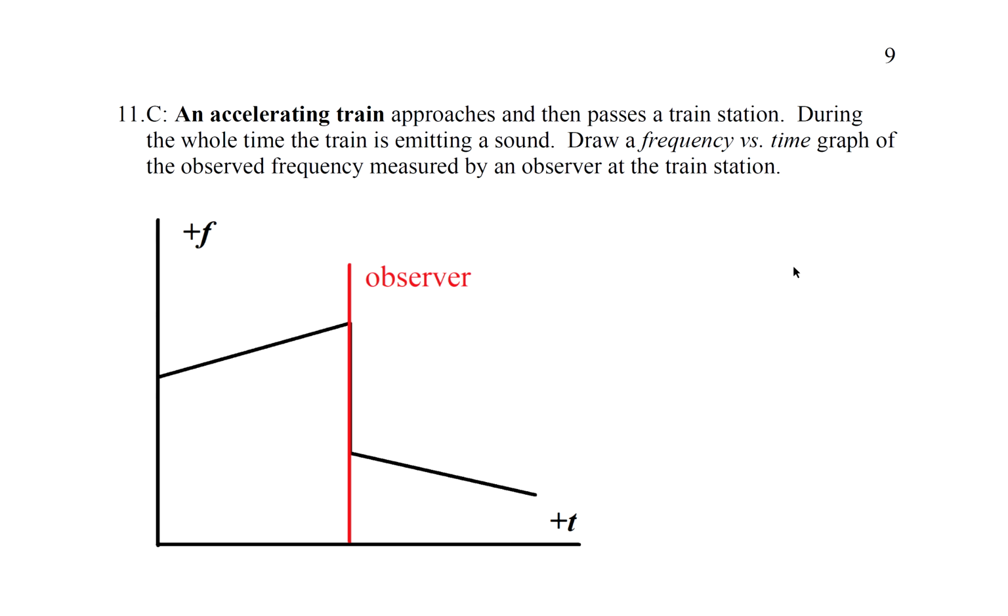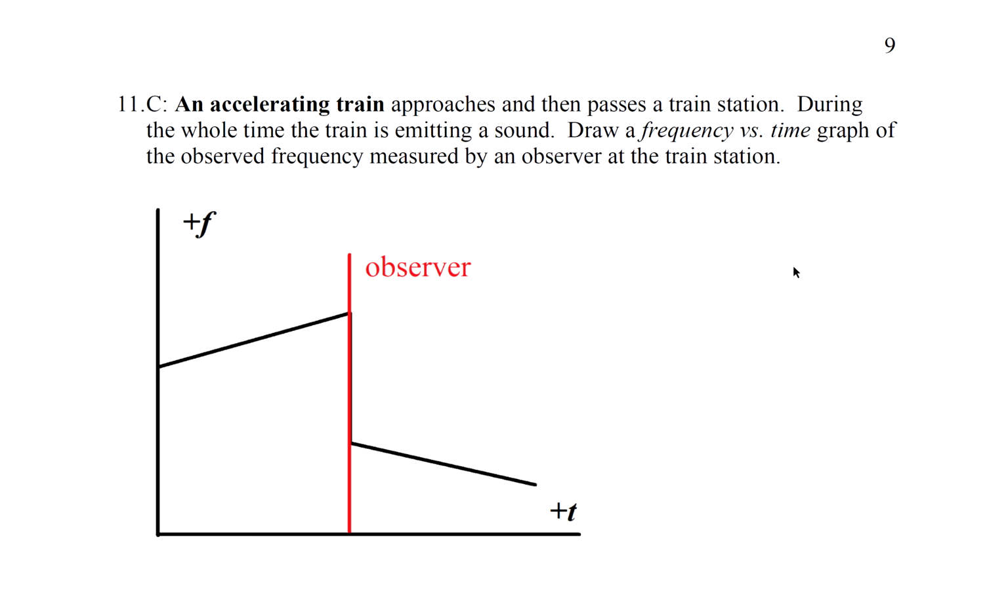Question 11. An accelerating train approaches and then passes a train station. During the whole time, the train is emitting a sound. Draw a frequency versus time graph of the observed frequency measured by an observer at the train station. If it's accelerating towards the train station, it's going to look something like this.